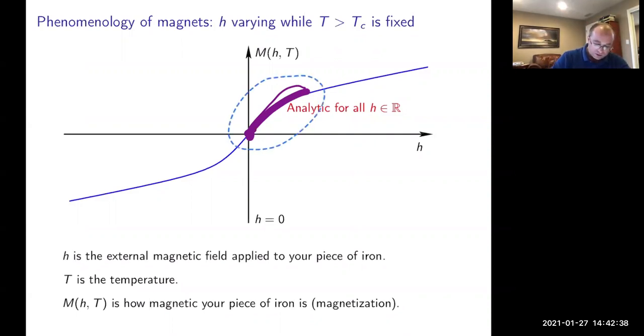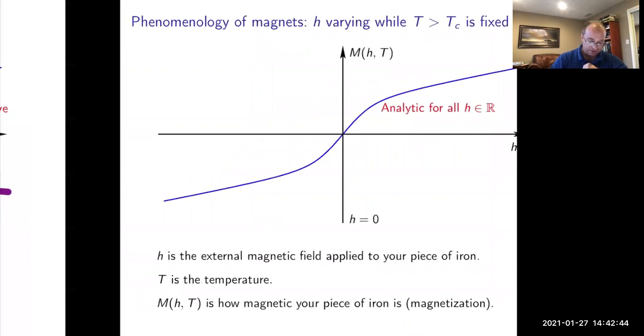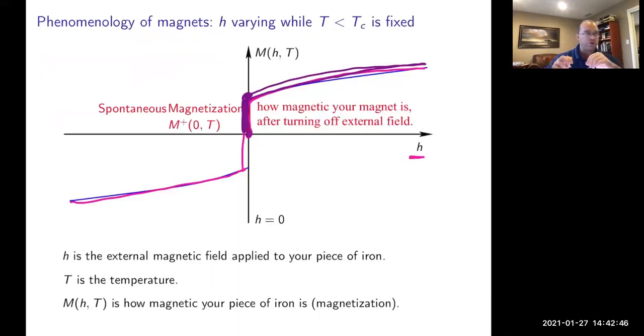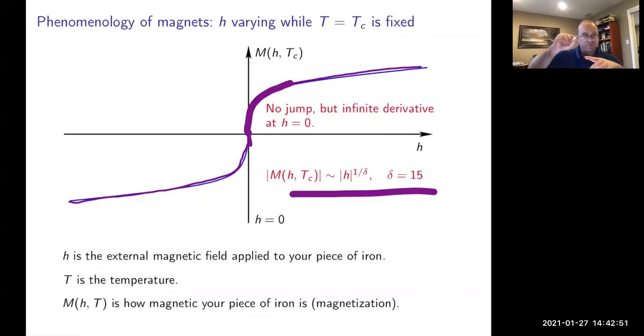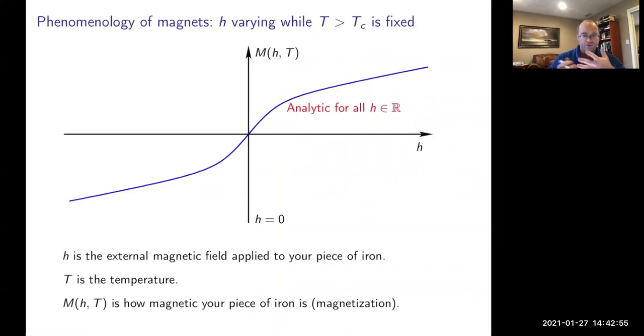So already this is the kind of phenomenon that you should hope to be able to describe with your model of magnets. This thing where below critical temperature, you have a jump. At critical temperature, you have some funny exponent, but no jump. And above a critical temperature, you have analytic behavior. This is one of the goals, is to describe that.